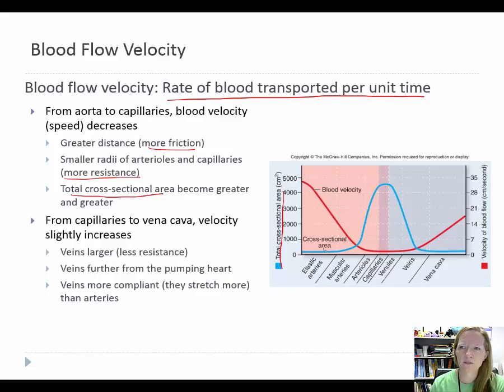So just don't get this confused with pressure. Remember that the pressure gradient is going to look different. We talked about pressure earlier. Look what happens as it leaves the capillaries.